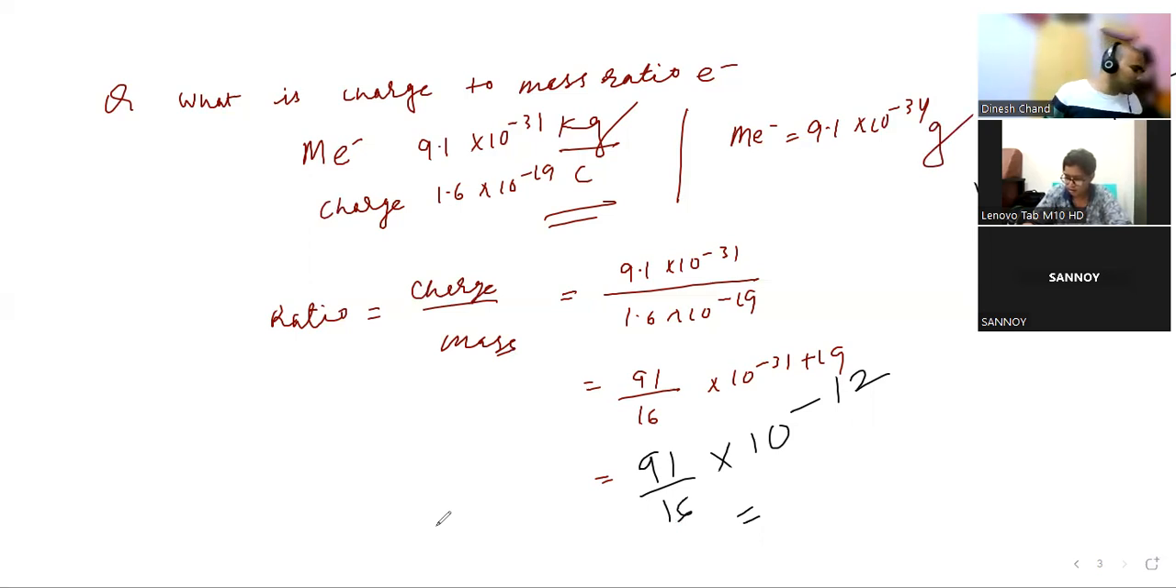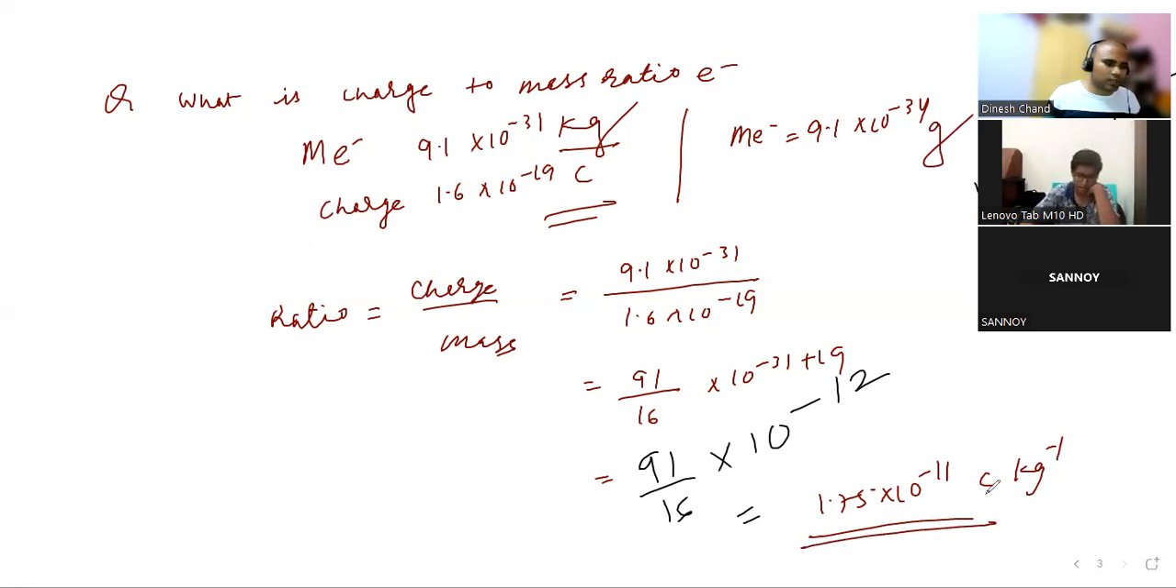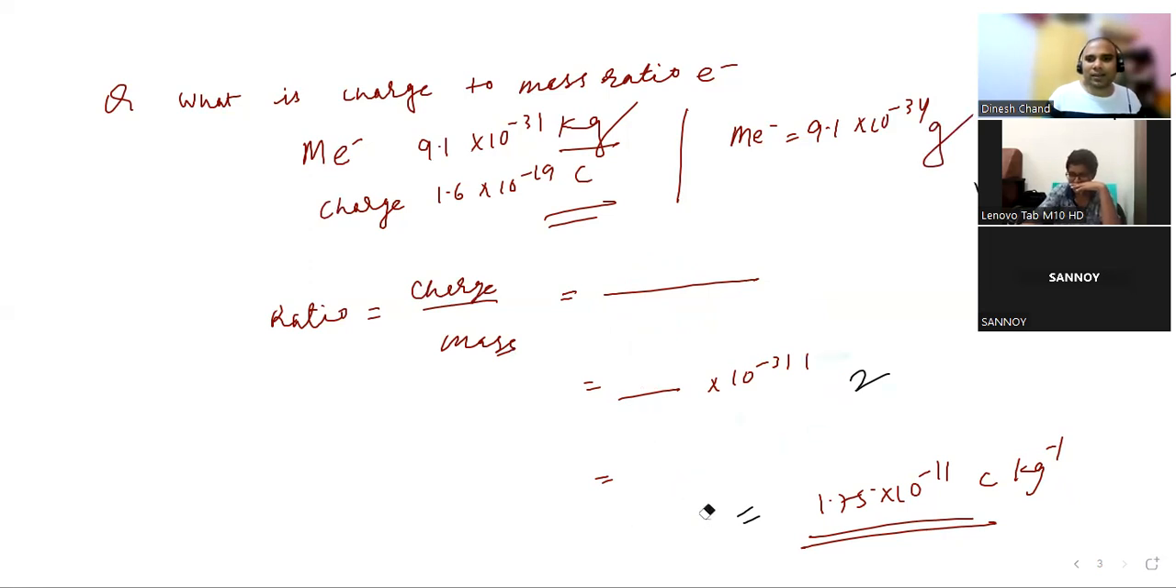It is coming 1.75. The answer is 1.75. Here you see the answer I am writing. The correct answer is 1.75 into 10 power minus 11 coulomb per kg. See how it will come. Charge to mass ratio, we put the value wrongly. Charge is the numerator and mass is in the denominator.